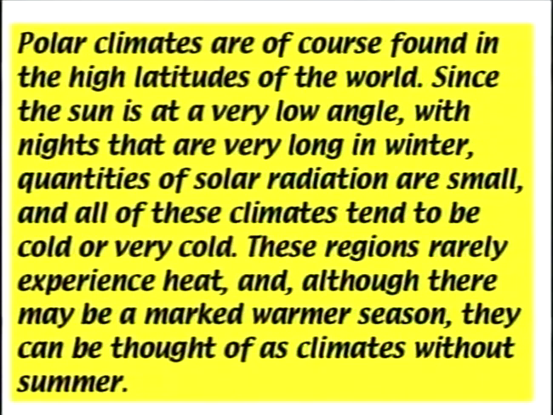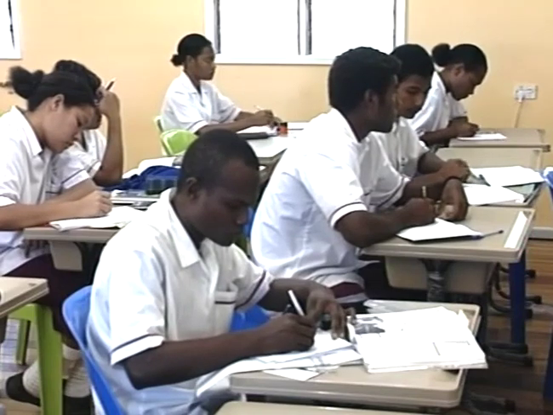These polar regions rarely experience heat, and although there may be a marked warmer season, they can be thought of as climates without summer. We cannot say that those areas never get any heat from the sun. They do, but the heat from the sun is not as intense compared to that at the equatorial region and the temperate latitudes. Because they are further away from the equator, the angle of the sun is greater, therefore resulting in not as much heat reaching those areas in comparison.